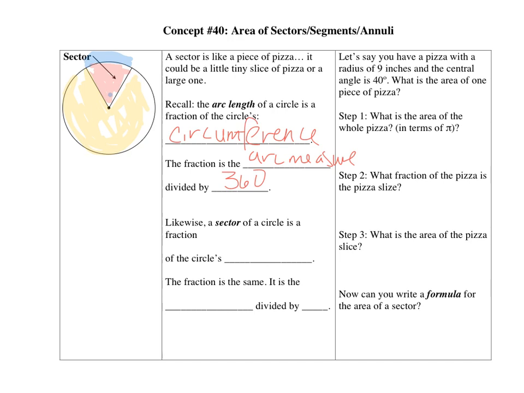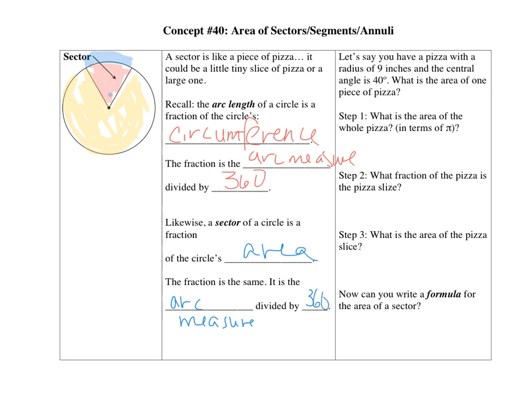So likewise, a sector of the circle is not a fraction of the circle's circumference, but it's a fraction of the circle's area. And the fraction is still going to be the same. The fraction of that sector is going to be the arc measure divided by 360.